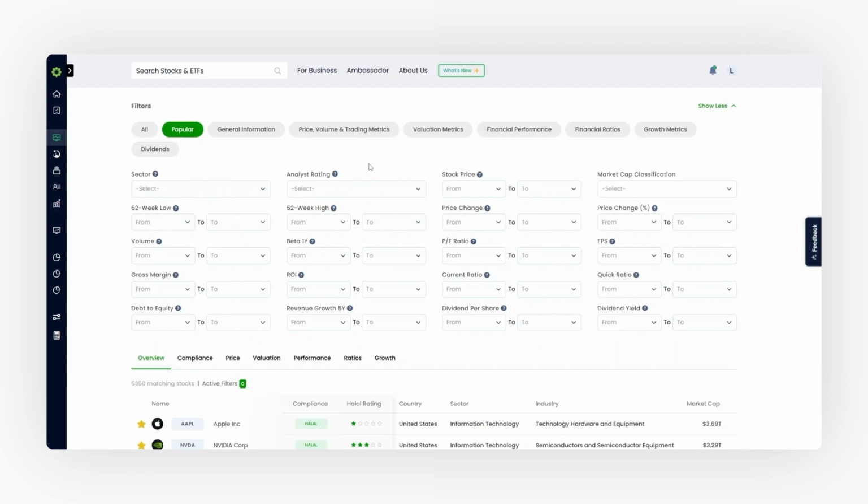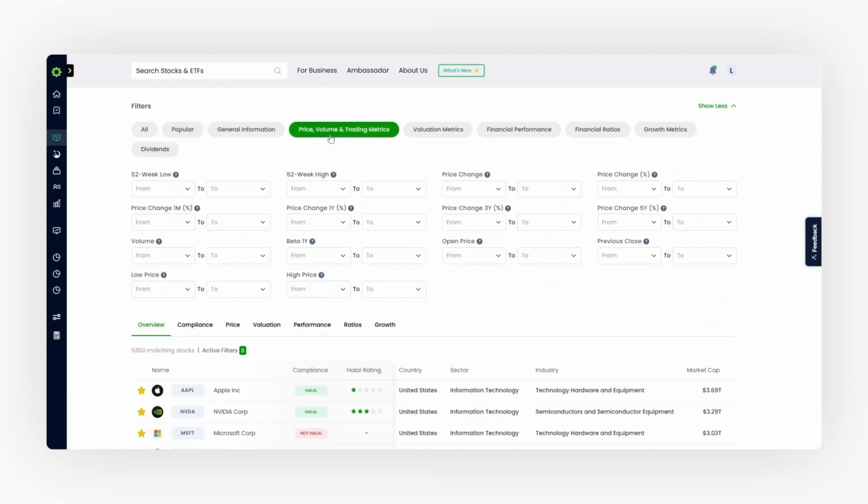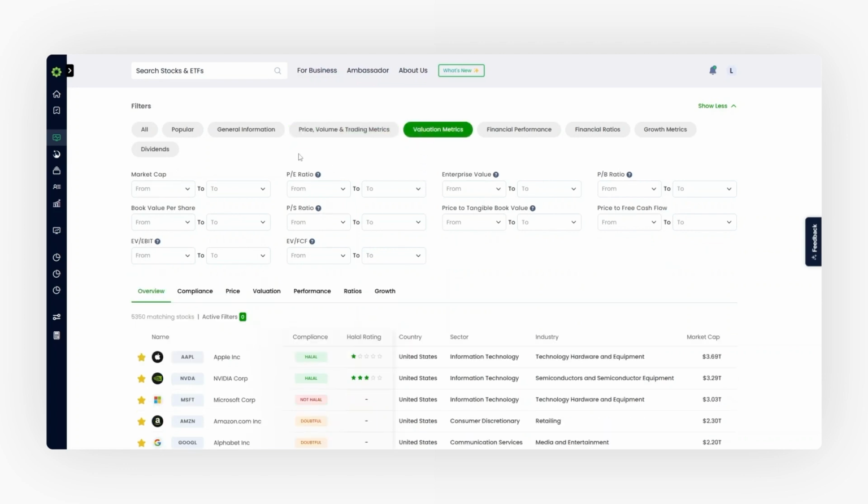If you're interested in stock performance, the price, volume, and trading metrics section allows you to track how stocks have changed over time. You can use filters like 52-week high or low, price change for different periods, 1 month, 1 year, or 3 years, and volume to analyze trends. When identifying undervalued or overvalued stocks, use valuation metrics. This section includes metrics like PE ratio, PS ratio, PB ratio, and other metrics.